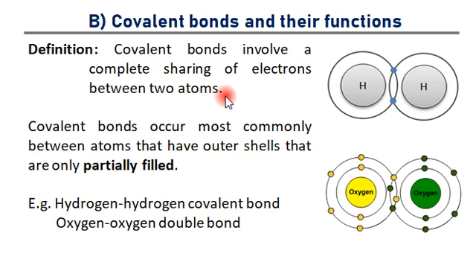Hence, as covalent bonds not only have a force of attraction but also involve a direct sharing of electrons, they are the strongest bond. For sharing of electrons, it is necessary that the outer shell of the atom is partially filled. Examples of covalent bonds are the hydrogen-hydrogen covalent bond and the oxygen-oxygen double bond.